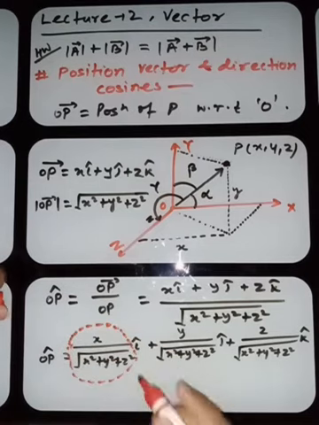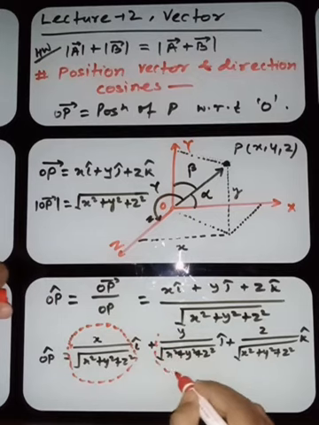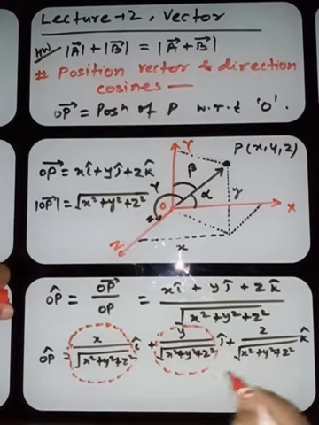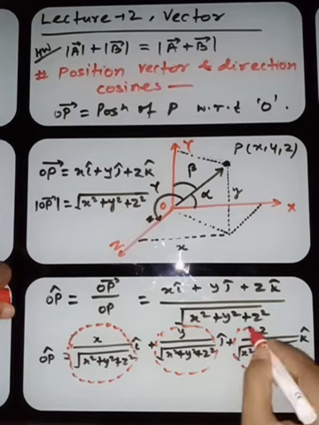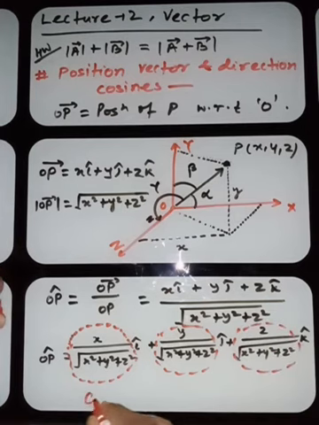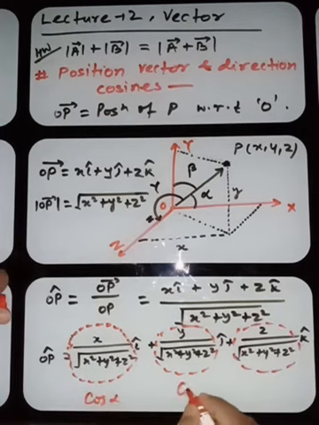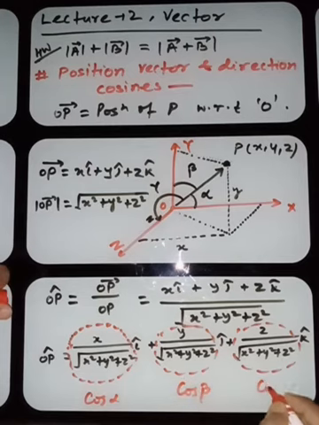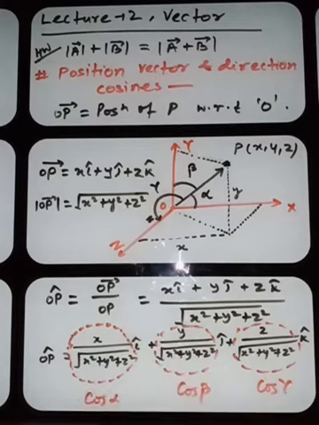Try to see in the diagram. This is cos beta and this is cos gamma. This is the cos alpha, this is the cos beta, and this is the cos gamma. You can see in the diagram.